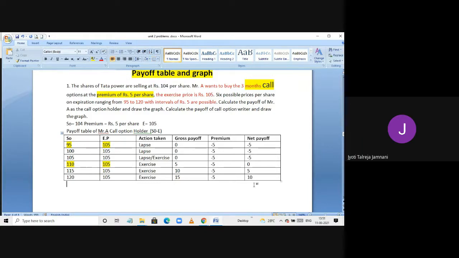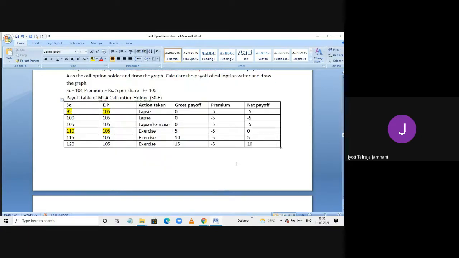So this is the payoff table. You need to show how much Mr. A is gaining at what price, and if he is not gaining, how much he is losing. So if you see, from 95 to 105 his loss was minus 5, and at 110 it became 0, and after that he started gaining. During the morning class I had told you, if the stock price increases, it will help the call option holder. So you can see here, as the prices are going higher, 110, 115, 120, his profits are also increasing. But if the stock prices are lower, if it is falling, he is losing money. So this is the payoff table.